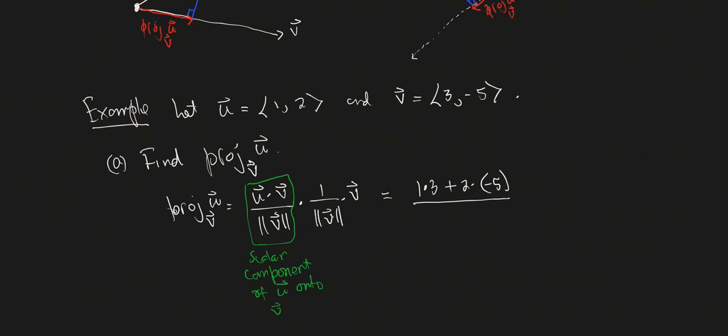And remember, we previously showed that the magnitude of v squared is the same as the dot product of v with itself. So for instance, if you take the magnitude of v, and I won't simplify this too much, this will be 3 squared plus -5 squared. And then if you multiply it by itself, the square roots go away, right? And then I'll simplify this below, and then we need to multiply this by the vector v. So this is the vector 3, -5.